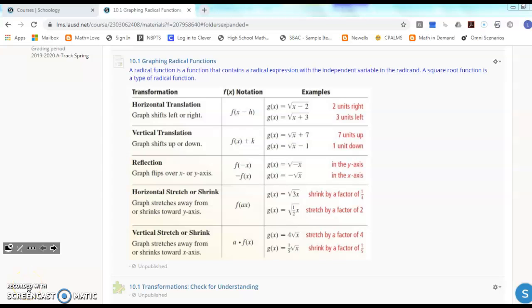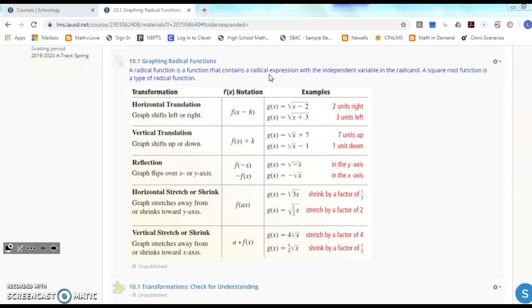So when we talk about graphing radical functions, we can describe their transformations compared to the parent function. In your Schoology page, 10.1 graphing radical functions, here is a quick guide on how to interpret or describe the transformations that are happening to radical functions depending on where you see a constant being added, subtracted, or multiplied.